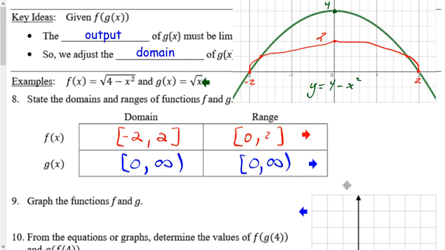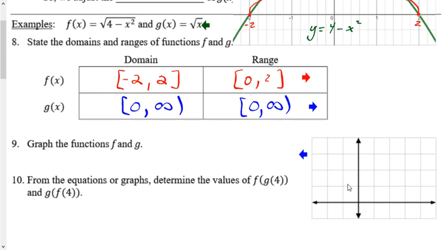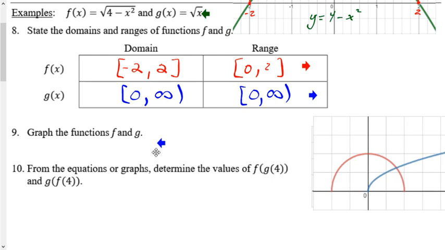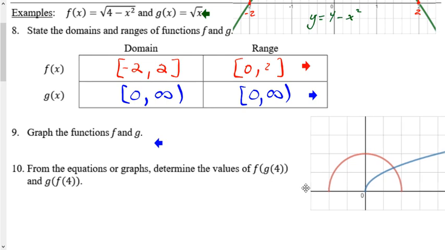Here, let's look at what this graph actually looks like. So much better than what mine turned out to be. So it is this semicircle here, where I have a minimum value here at negative 2 and a maximum at positive 2. And this y value is up at 2. And here for my g of x function, it starts at 0 and then goes to the right infinitely.